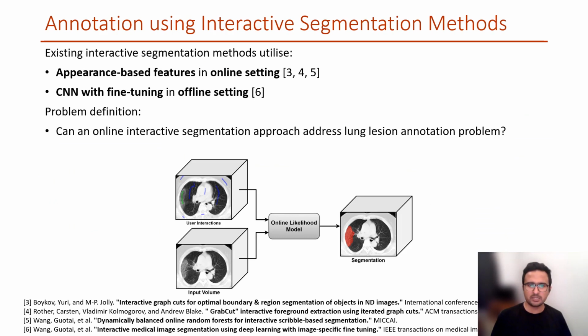Existing interactive segmentation methods solve the efficient annotation problem by either relying on appearance-based features in an online setting or looking at CNN features with fine-tuning in an offline setting. In our case, we want to address an online learning problem, but also learn deep features so we can look at solving the appearance ambiguity. More specifically, we want to answer the research question: can an online interactive segmentation approach address the lung lesion annotation problem?